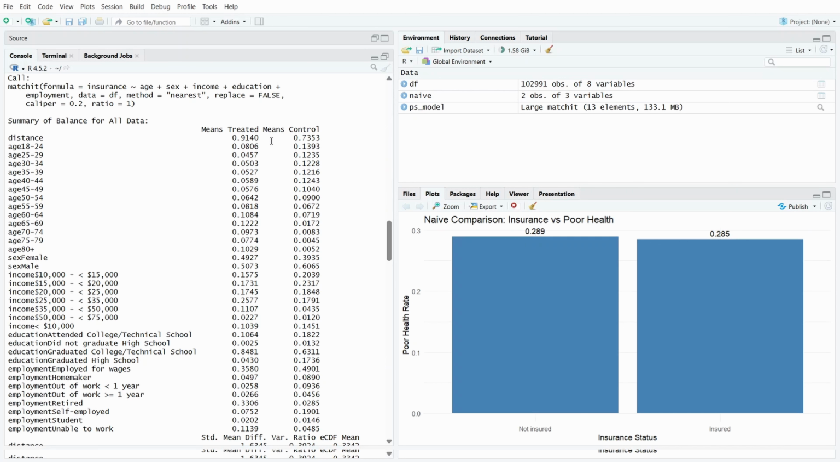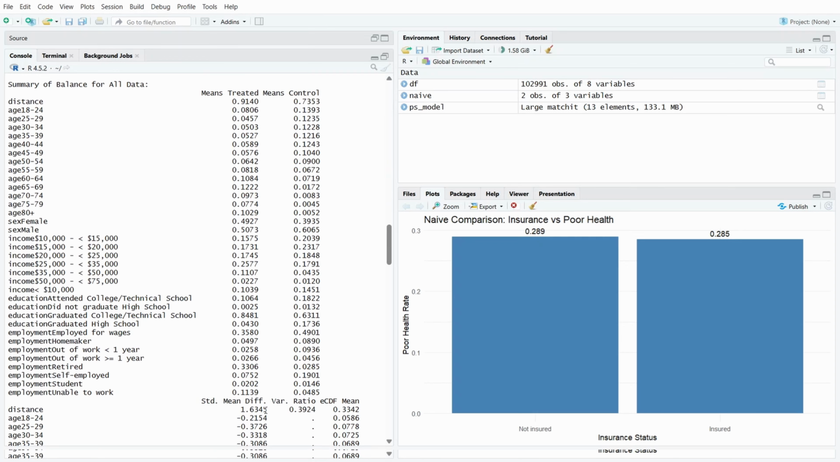That difference is extremely large. The standardized mean difference for the distance measure is 1.63. This immediately tells us that the two groups were highly different before matching. A standardized mean difference above 0.1 generally indicates meaningful imbalance, so a value above 1.6 reflects very severe imbalance.